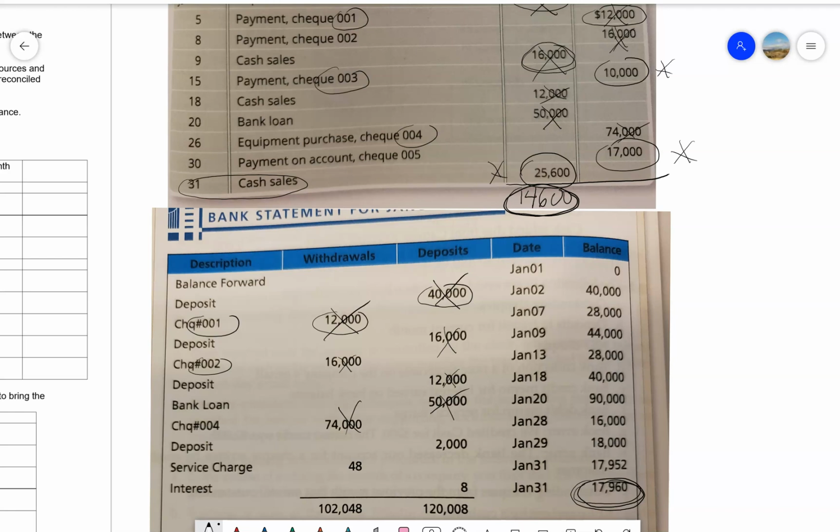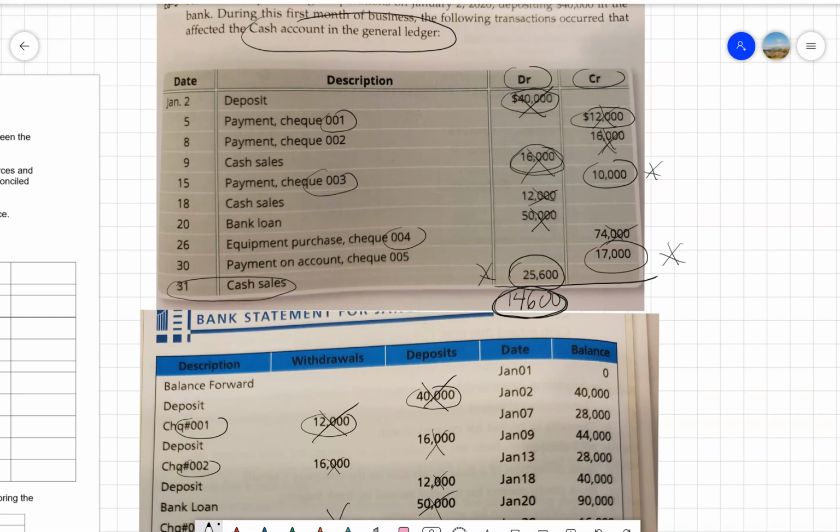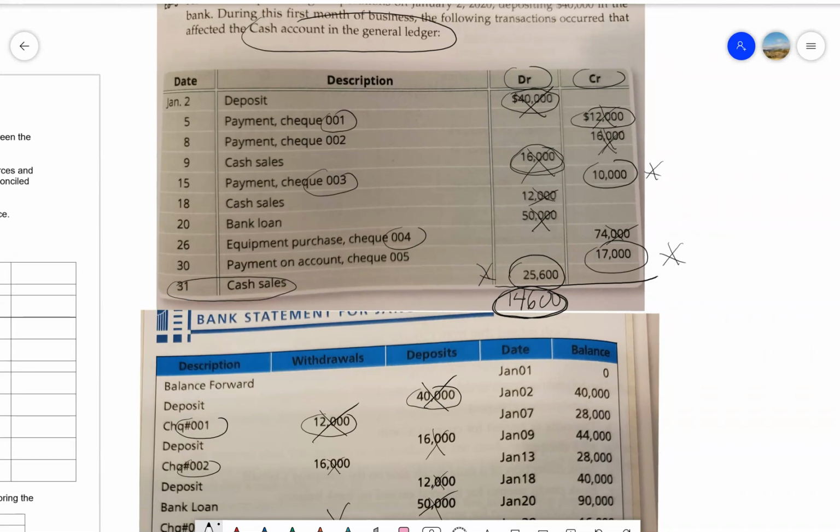So what we've done is we've circled all these items on the cash general ledger account that do not show up on the bank statement. These three items here are not on the bank statement.